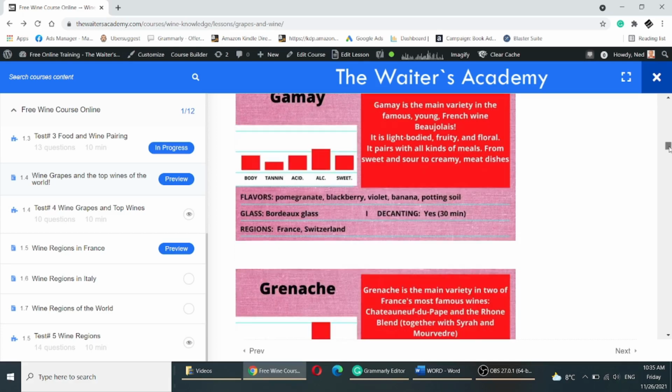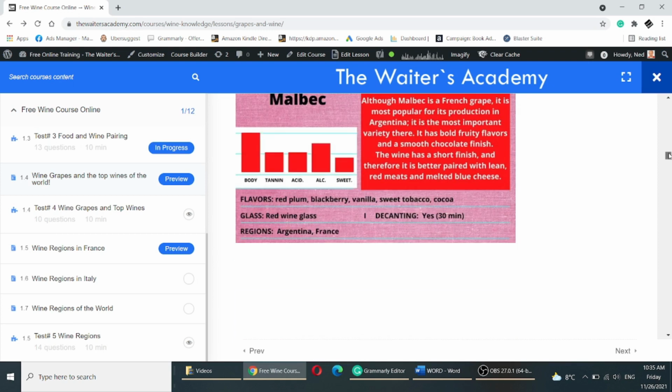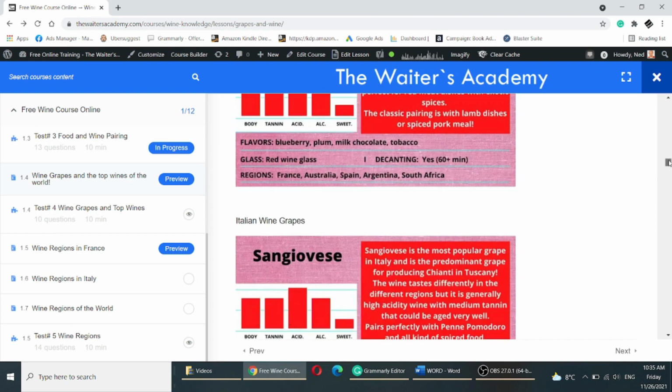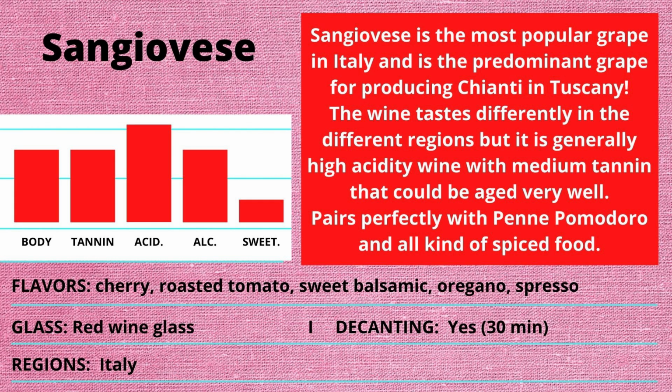Now, I keep going here with the French wines. Gamay, Malbec, Grenache, those are all important wines, Shiraz. But I will skip those right now because we will go to the next grape, which I think is the most important in the world after the wines that we discussed already, and this is Sangiovese. Sangiovese is an Italian grape. It's the most popular grape in Italy.